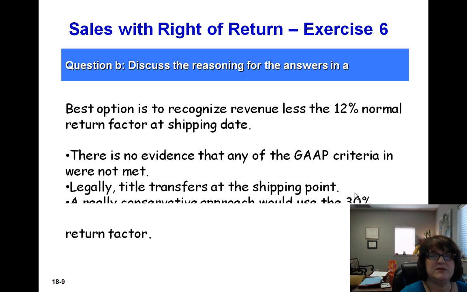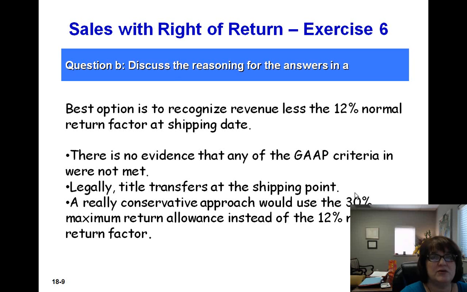If you really wanted to be conservative here, you could instead say, well, they could return up to 30% of the purchases. That's the maximum return allowance, rather than the 12%. That's a hard sale for me, but it is a legitimate choice. I mean, if you really want to argue conservatism, you could say this is something that they should do.